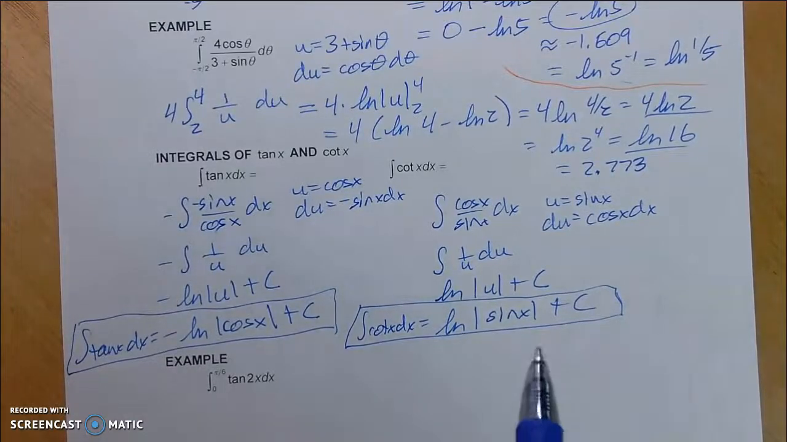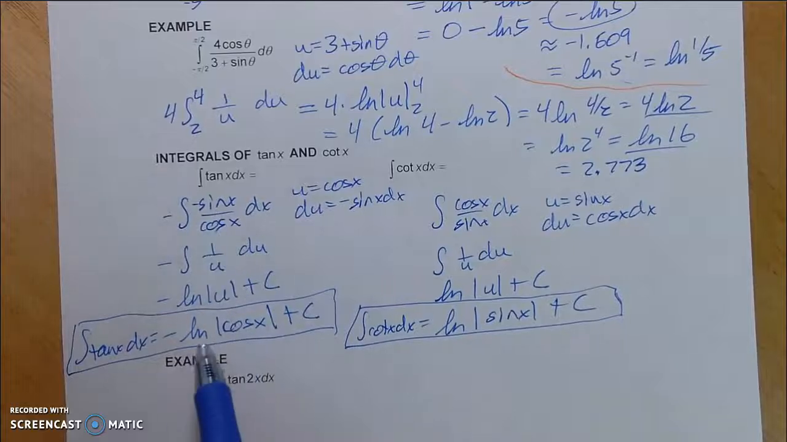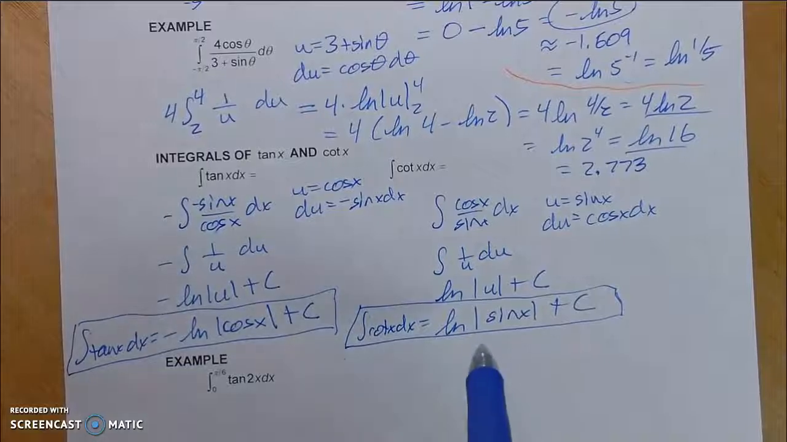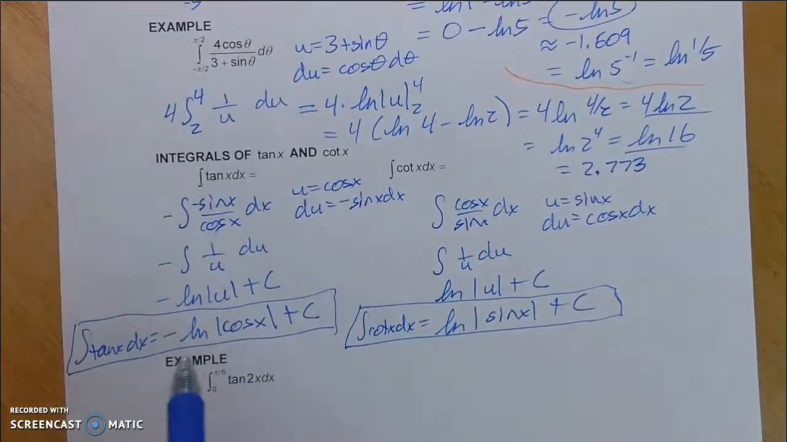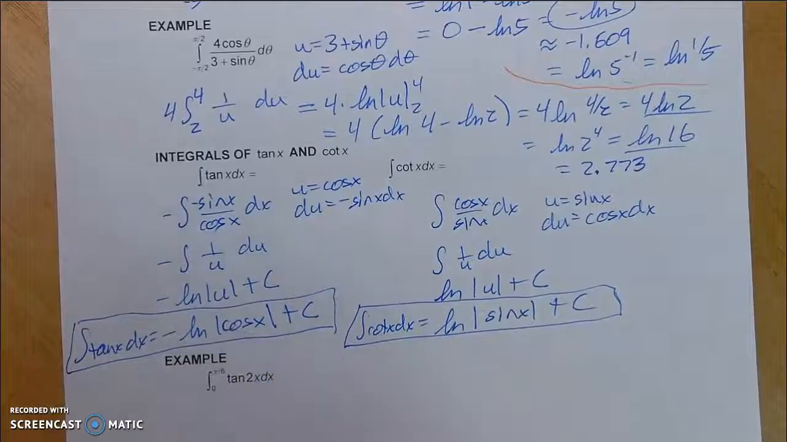So the way I memorized these was I remembered which one was on bottom, because I remember that natural log always deals with the thing that's on the bottom, and that's what I stuck into the absolute value. And then I remember that the derivative of the cofunctions always had a negative sign, and so that's where the negative sign went.